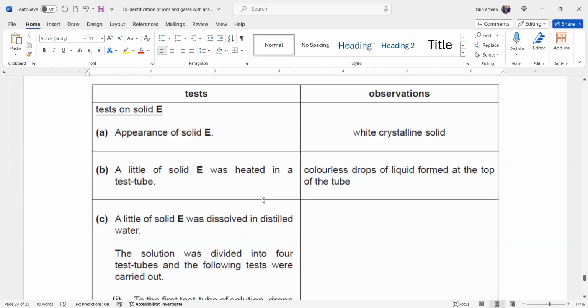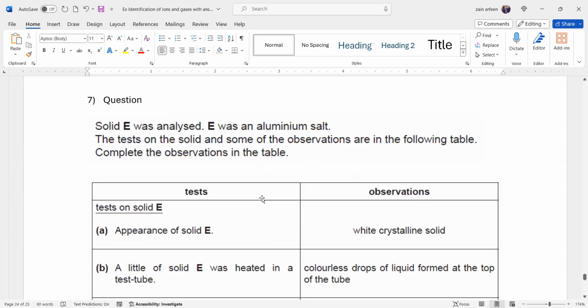Okay, identification of the ions and the gases. We have a solid E, a compound, and it is an aluminium salt. You can use the table of identification of the ions and the gases. First, the appearance of this solid E: it appears as a white crystalline solid. What does this indicate?